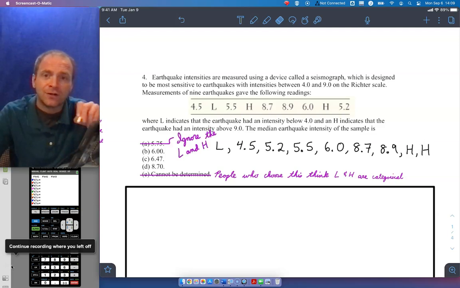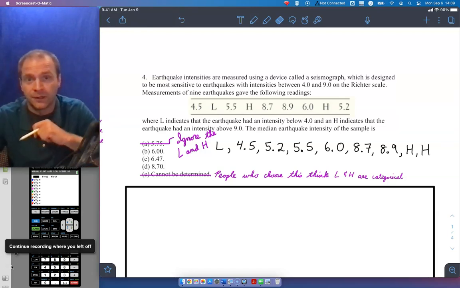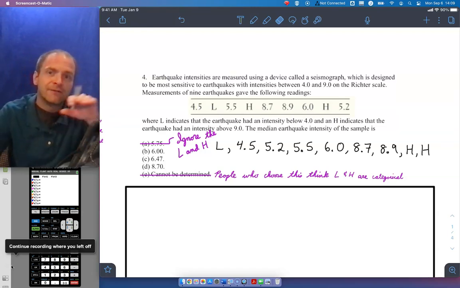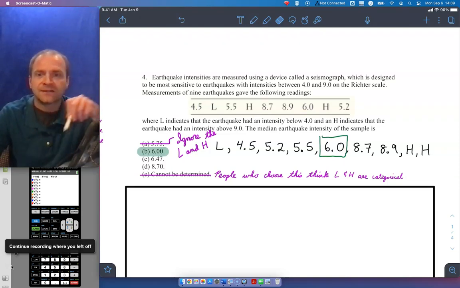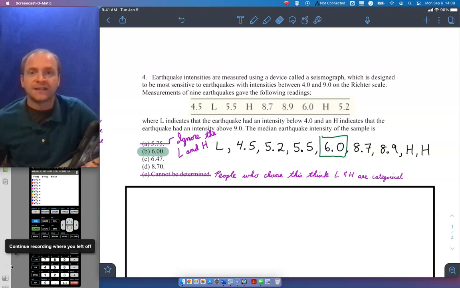Because if somebody were to completely ignore the L and the H and try and find the median, they would end up with 575. But I can tell where L is going to be because it's below 4.0. I can tell where H is going to be because it's above 9.0. So though they're not giving me the exact numbers, I can place them still in numerical order, which allows me to count the middle, and that's going to give me 6. So B is the answer to number 4.